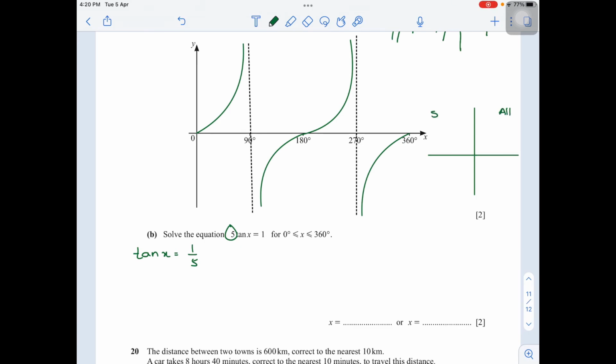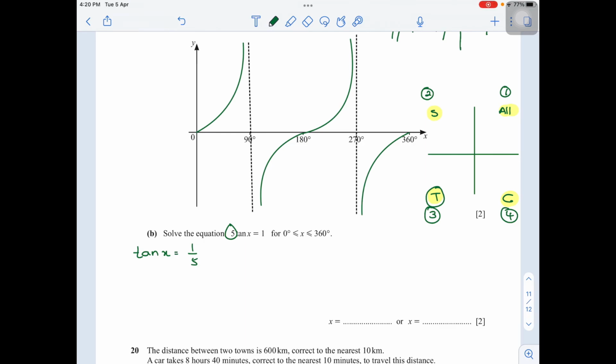All S T C, all are positive. Sine is positive, tan is positive, cos is positive. So first quadrant, second quadrant, third quadrant, and fourth quadrant. In the first quadrant, sine, cos, and tan all are positive. In the second quadrant, only sine is positive, which means tan and cos are negative. In the third quadrant, only tan is positive, which means sine and cos are negative. In the fourth quadrant, cos is positive, which means sine and tan are negative.